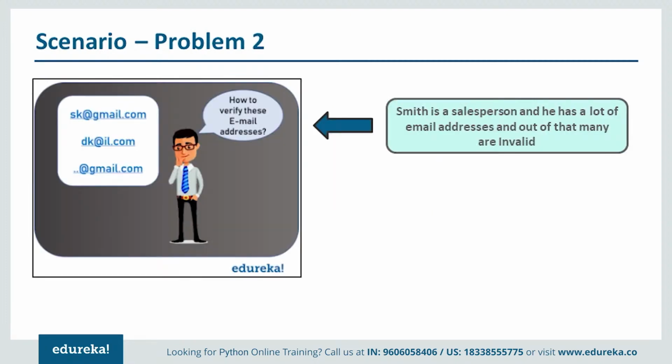Second problem: I have a couple of email IDs. How do I format them in such a way that I can check whether all those email IDs are valid or not, and what are the different ways I can resolve that problem?